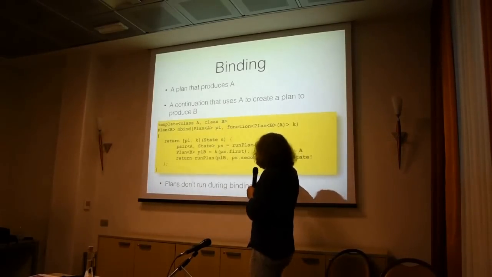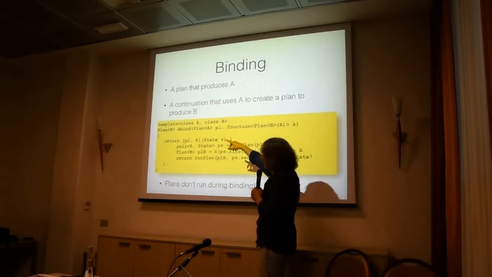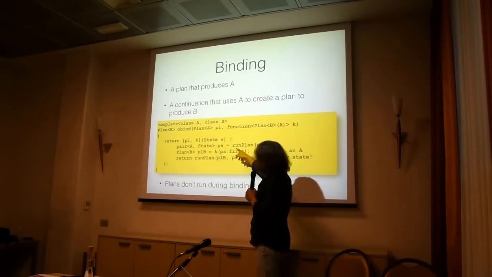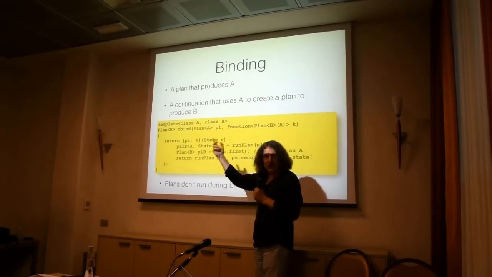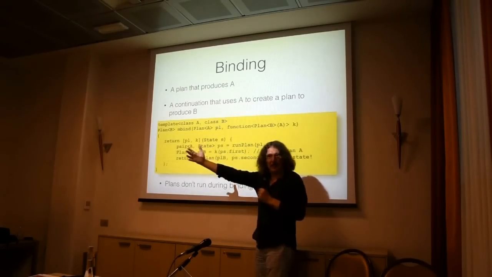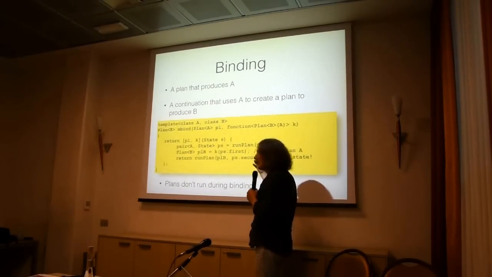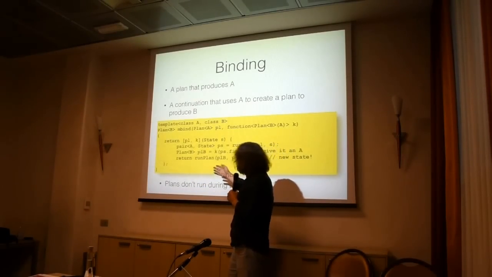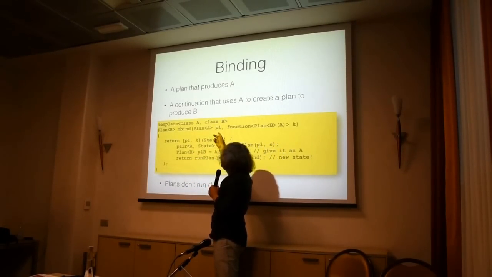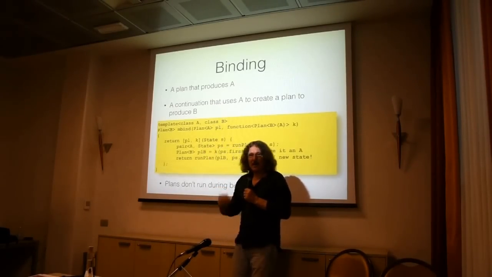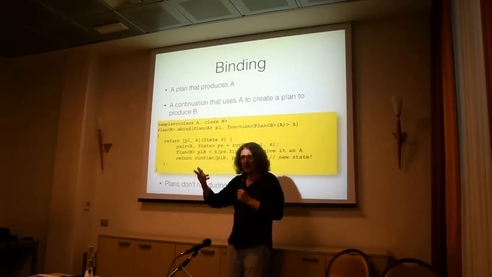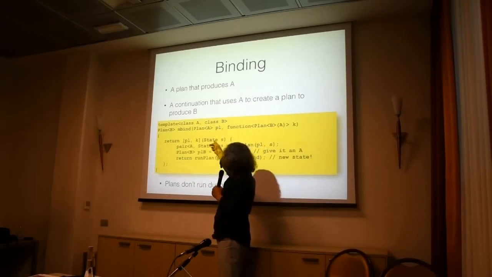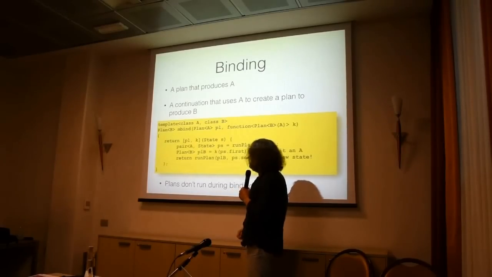Since this function is mbind, now I call it, and it must produce a plan, and the plan is a function, so this function has to return a function, right? So how do you return a function? You return a lambda. So I'm creating a lambda, capturing this plan and this function, and I have to return a plan. A plan is a function that takes state, so it takes a state as an argument.